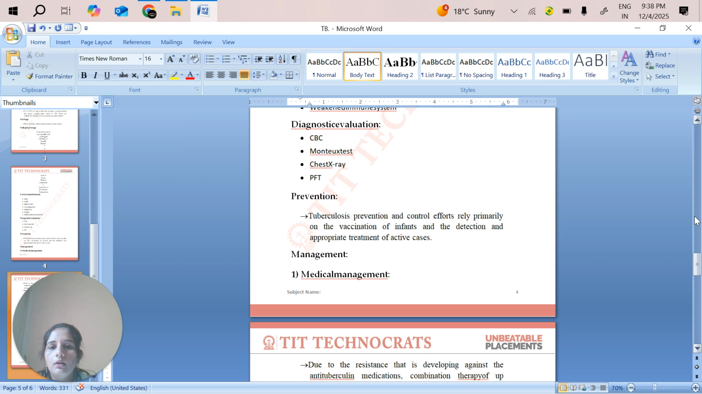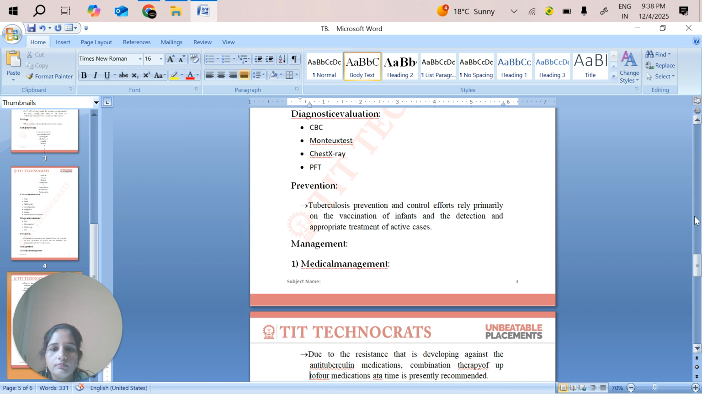How to prevent tuberculosis? First one, tuberculosis prevention and control efforts rely primarily on the vaccination of infants and the detection and appropriate treatment of active cases. First, at the birth time of the baby, the BCG vaccine is given to prevent tuberculosis.